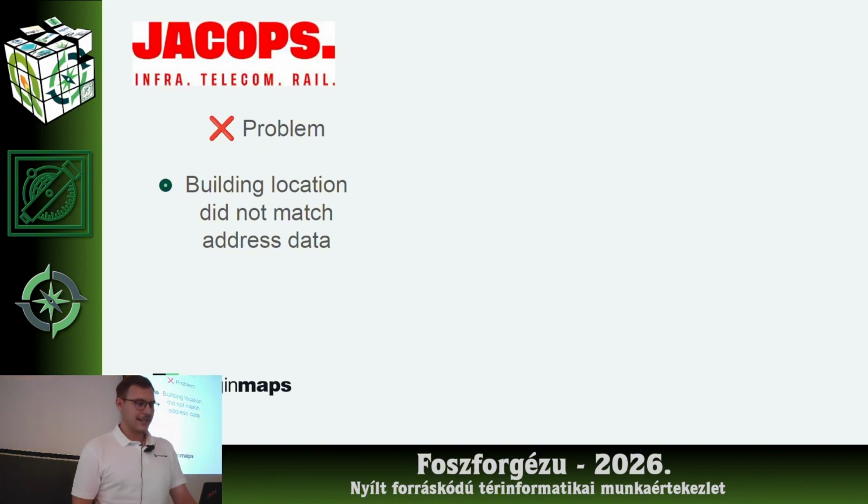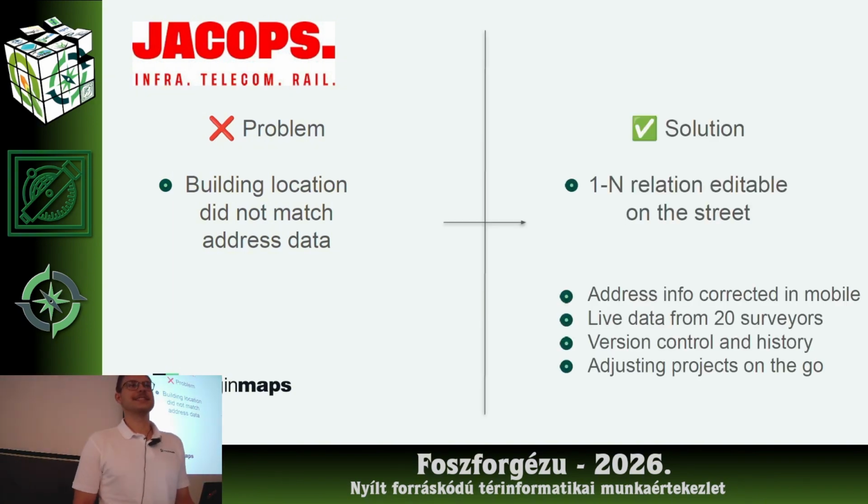So, as you can imagine, they went for QGIS and Mergin Maps, and the important difference for them was that they had a relation between the data on the physical houses and the address information. And the surveyors didn't just go to the house, mark the difference, and change it in the office. They could do it right there on the street.